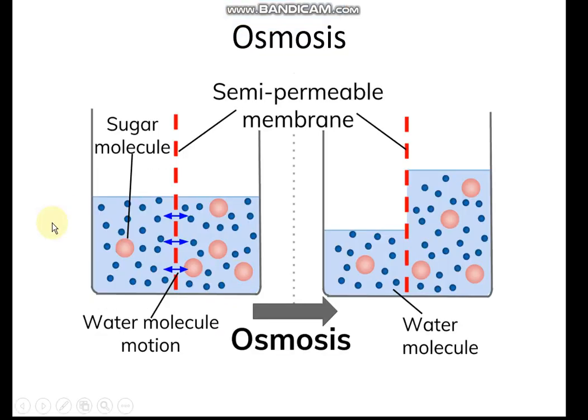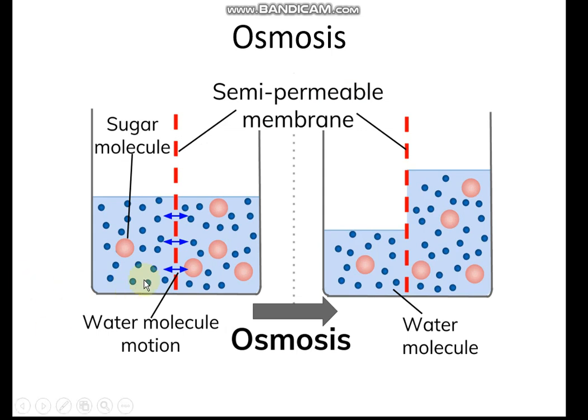Let's say this is a sugar solution. By sugar solution, it means that sugar is dissolved in water. These large molecules are the sugar molecules, and these small molecules over here are water molecules. So osmosis means the movement of water from a higher water potential to a lower water potential.